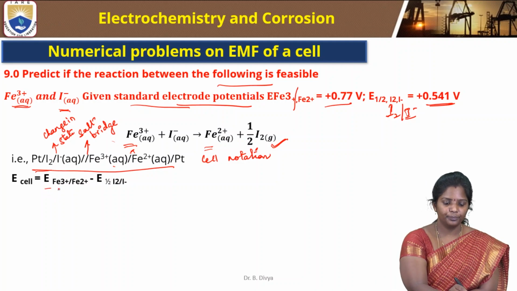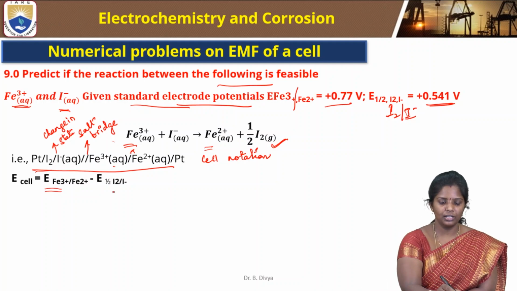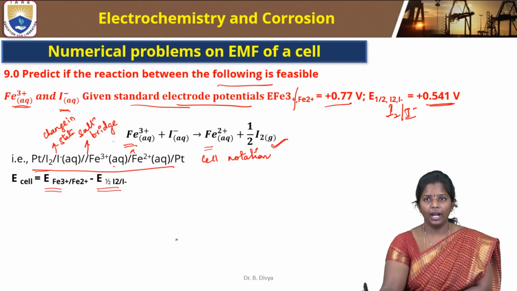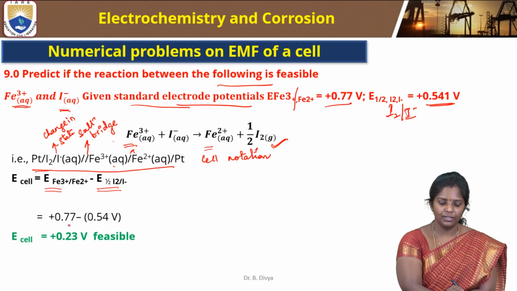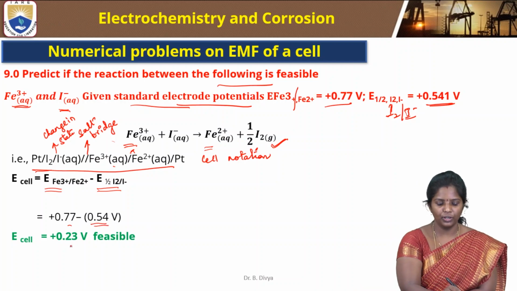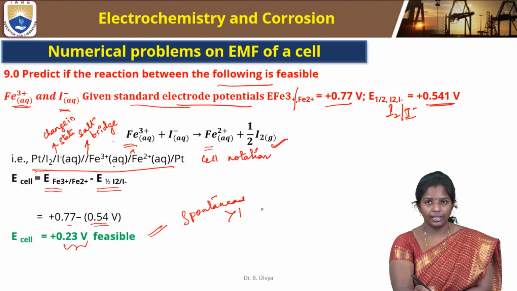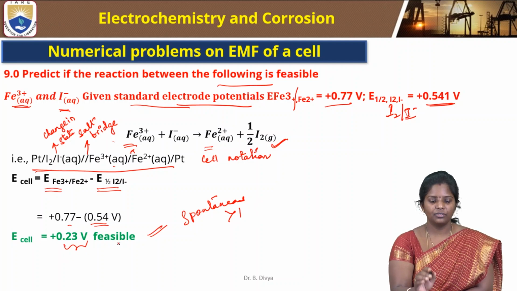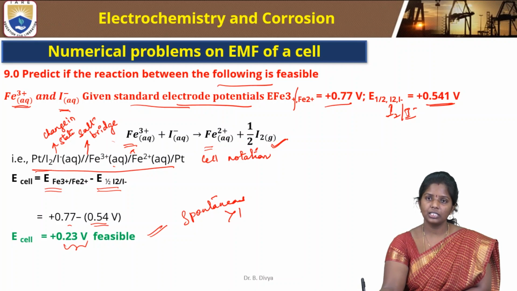It is given by E of ferric ions to ferrous ions minus the potential for iodine to iodide. So we have to substitute the values that are given. So plus 0.77 minus plus 0.54 volt, and we get plus 0.23. So the reaction is feasible and spontaneous. Generally the cell potential should be positive for any spontaneous reaction, so we can say that the reaction is feasible because the cell potential is positive.